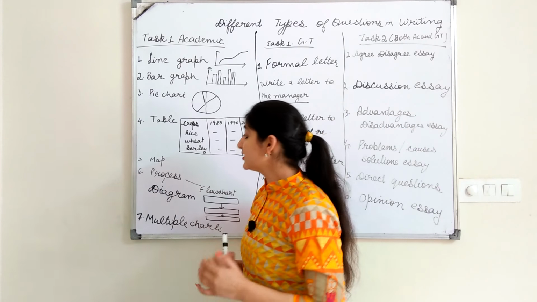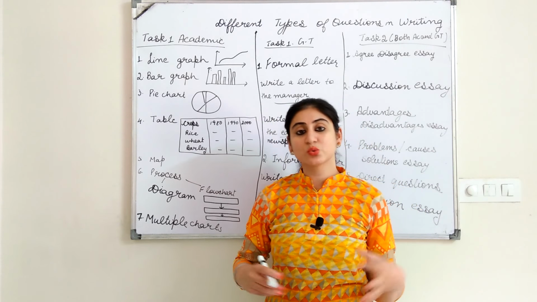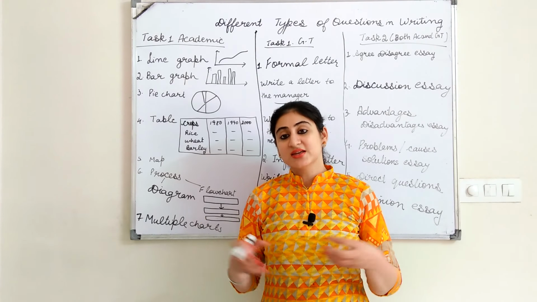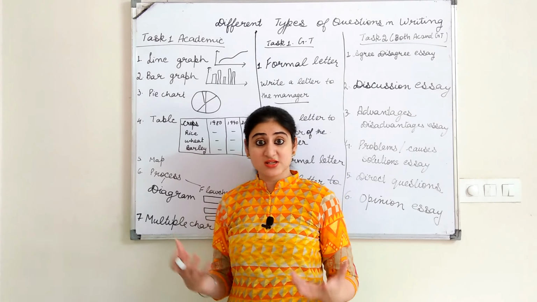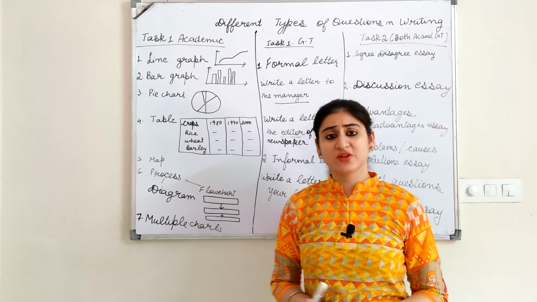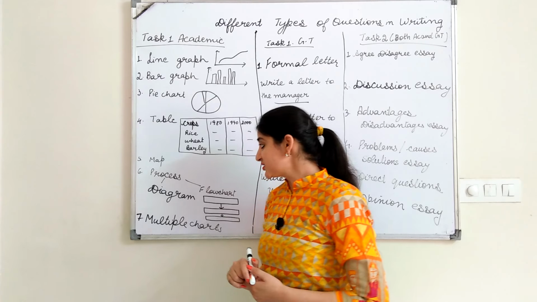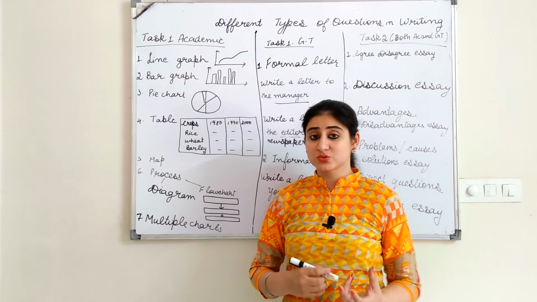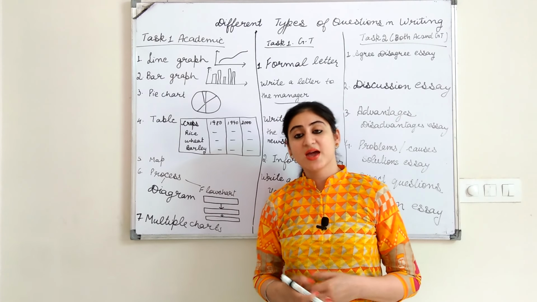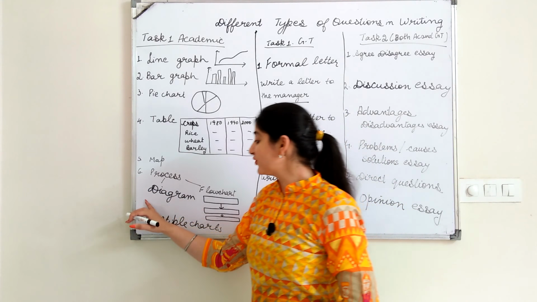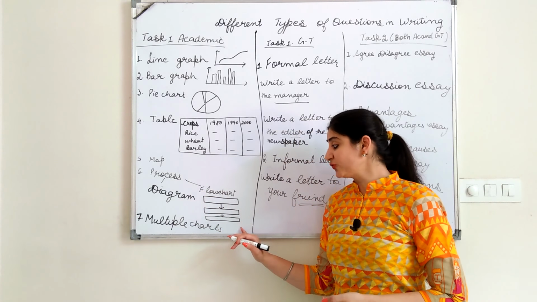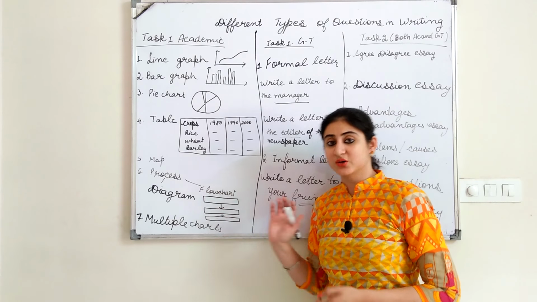The next category is map. In this, the test takers don't get maps of different countries, they get maps of different cities, maybe towns, villages or islands. Next category is process. Process can either be natural process or a man-made process, and the process can come in the form of a diagram or in the form of a flow chart in which different steps are written.